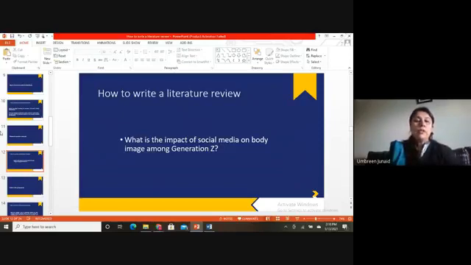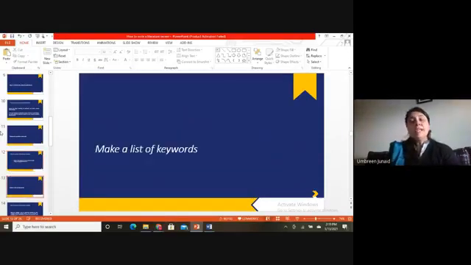They had very good information related to different research writing methods. So this is the topic, for example: what is the impact of social media on body image among Generation Z? When you have to find and search scholarly articles on this topic, what you have to do is make a list of keywords.